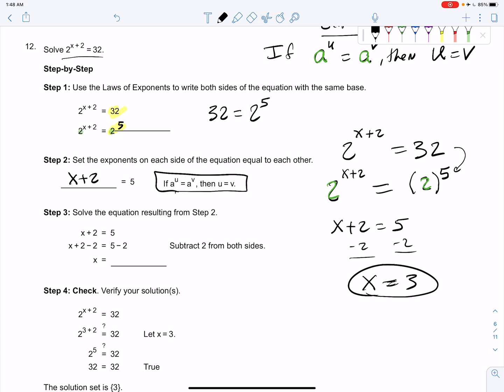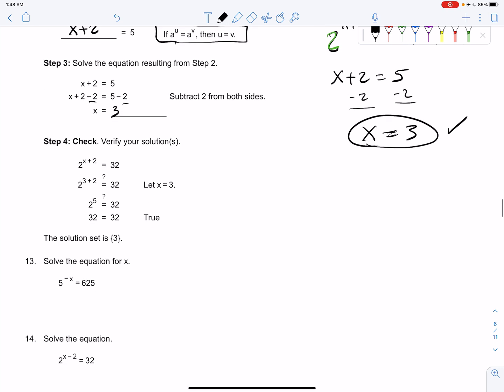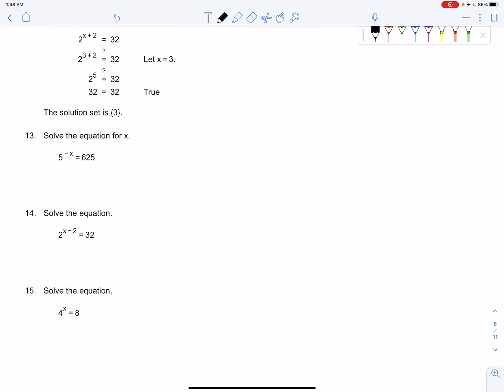Now we want to solve this, and we can solve this by subtracting 2 on both sides. Here we are, subtracting 2 on both sides of the equation, and 5 minus 2 gives us 3. And that's the same thing I got over here. They go ahead and check it by verifying it, and they find out that it's true. Let's go ahead and do these types of problems now.